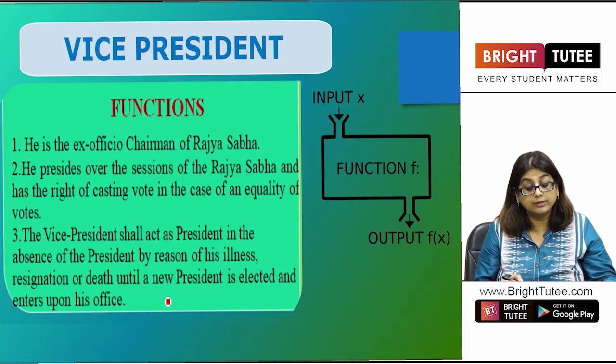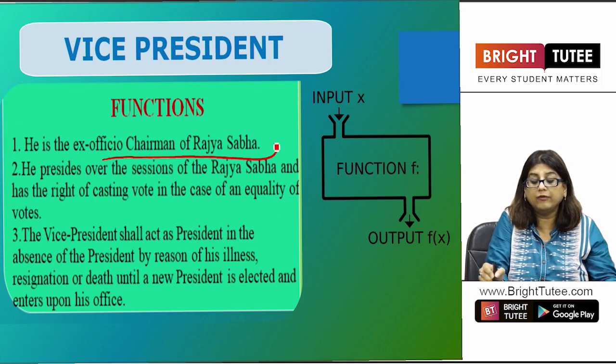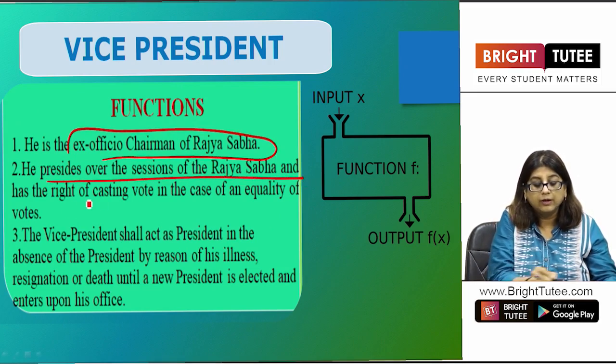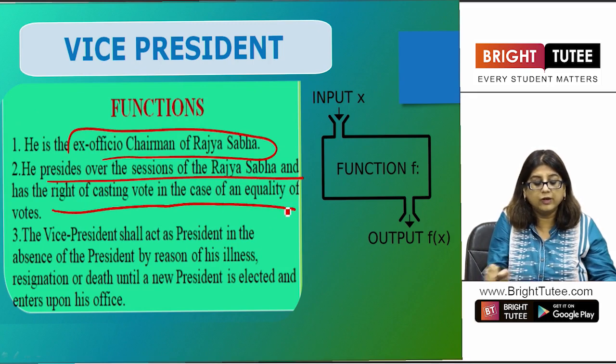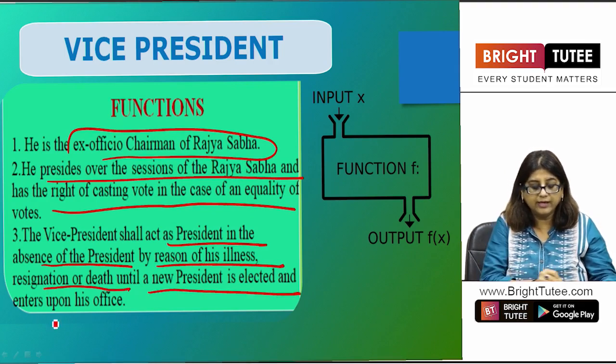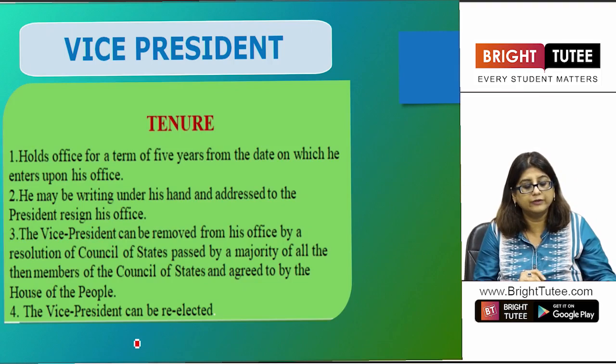And what are the functions? He is the ex officio chairman of Rajya Sabha. He presides over the sessions of the Rajya Sabha. Right of casting vote in the case of equality of votes. And he acts as the president in the absence of the president by reason of his illness, resignation or death until a new president is elected or enters upon his office.